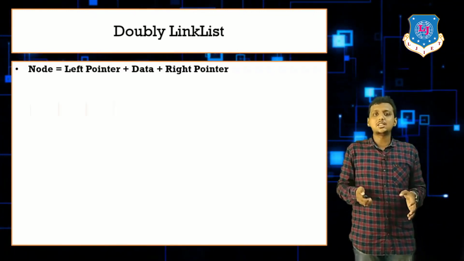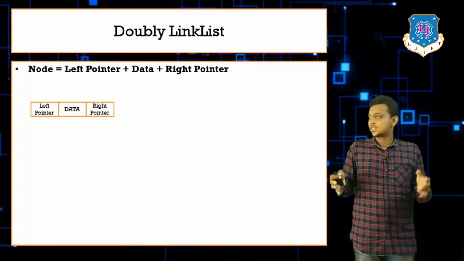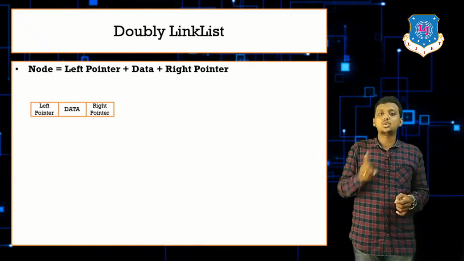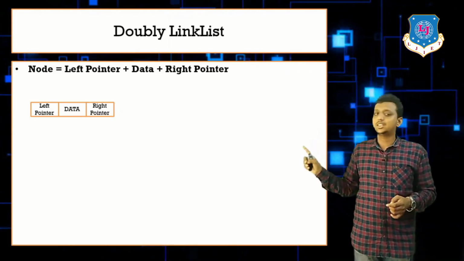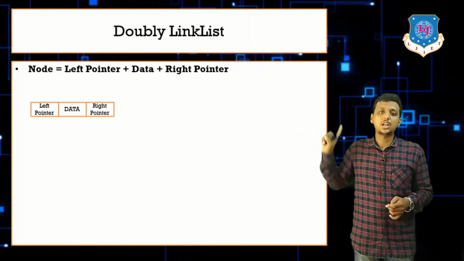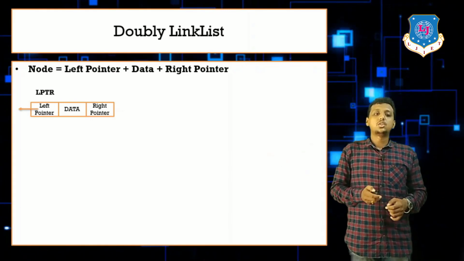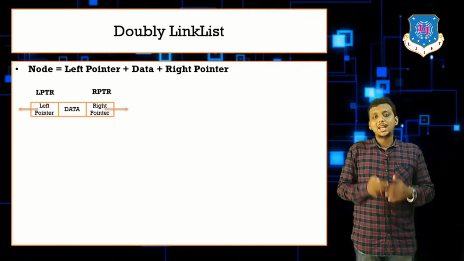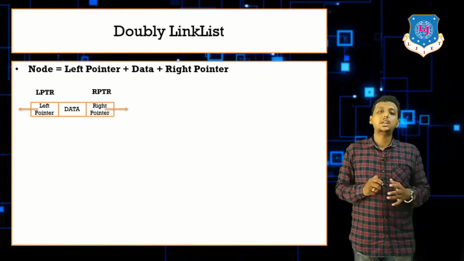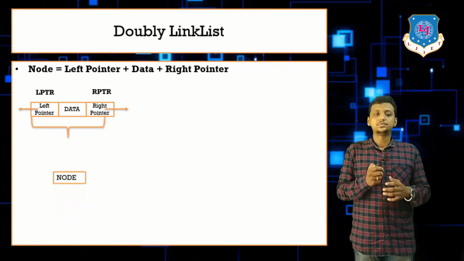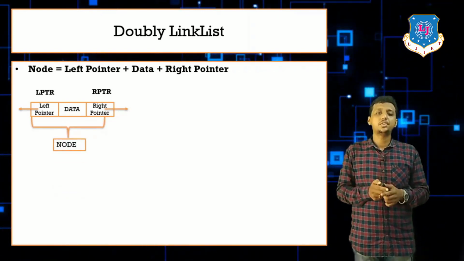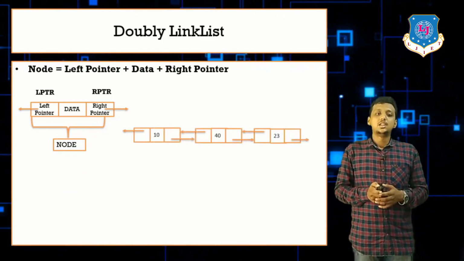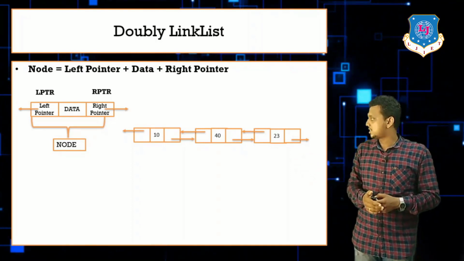So in doubly linked list, our node contains two kinds of things: one is data and the other two are the pointers. So in total three things are there: data, left pointer, right pointer. Usually we call the left pointer as LPTR and the right pointer as RPTR. Now, this whole combination of the data and the pointers is known as a node. So, this is my doubly linked list.